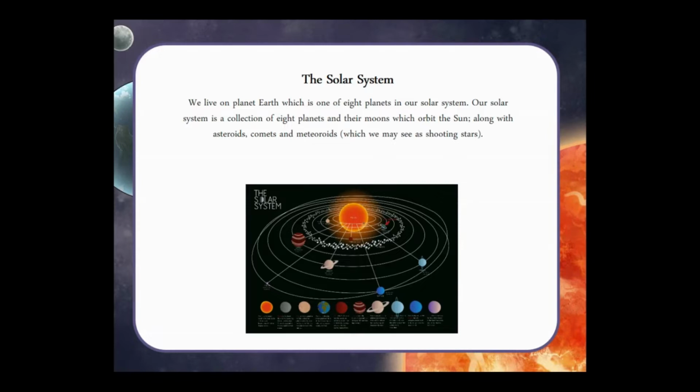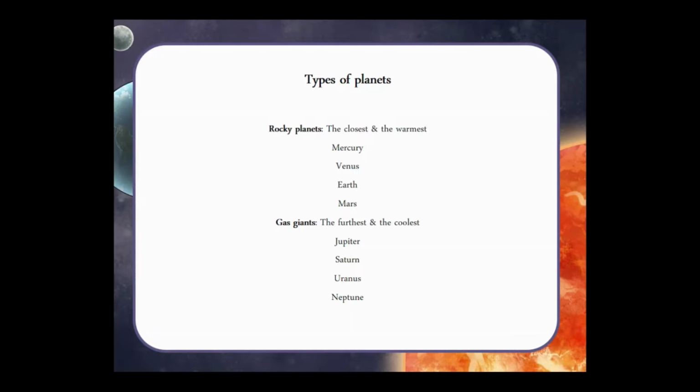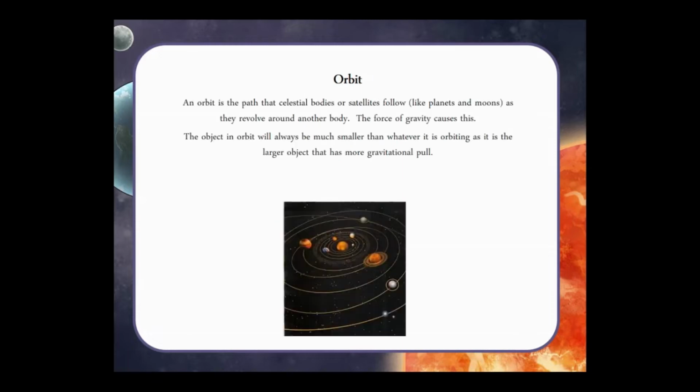For sure you know that we are part of the solar system and there are 8 planets, one of them is Earth, all of them rotating around the Sun. And these 8 planets are Mercury, Venus, Earth and Mars, Jupiter, Saturn, Uranus and Neptune. The first 4 are called rocky planets, the second 4 are called gas giants. All of them are rotating in orbits.